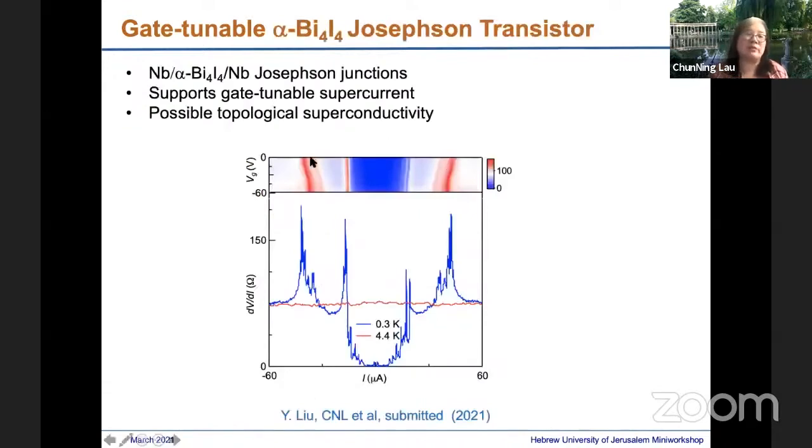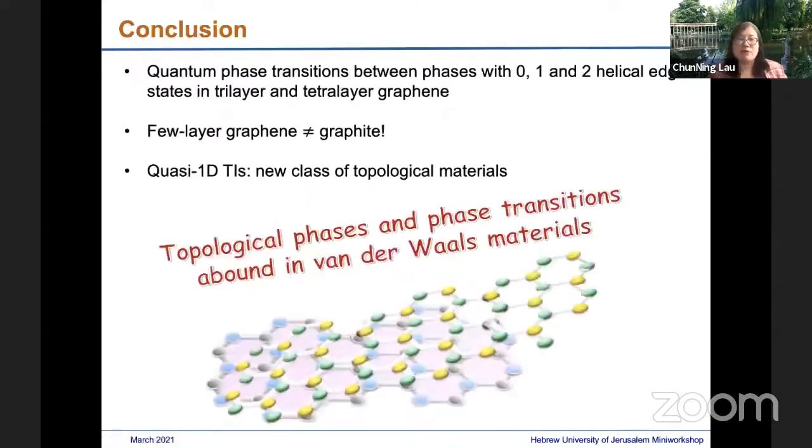We're also able to make a Josephson transistor out of it, so we have gate tunable supercurrent. So this can be a platform for topological superconductivity. With this, let me put up the conclusion. We think we can see many topological phase transitions in one of those materials.